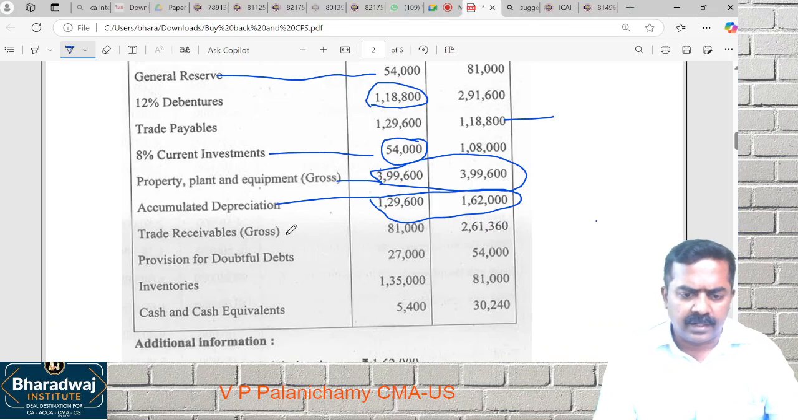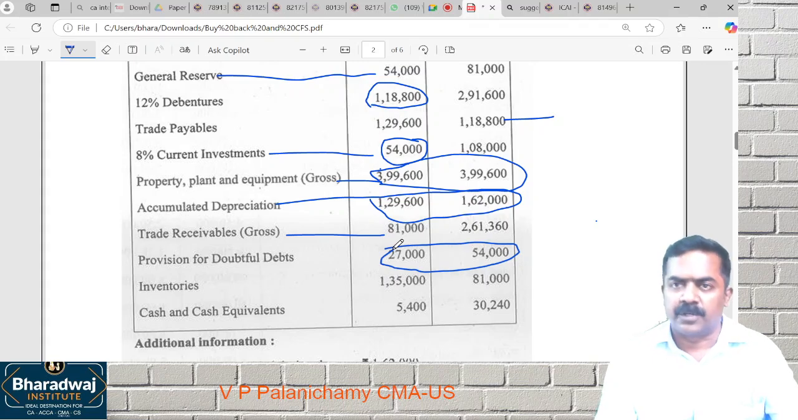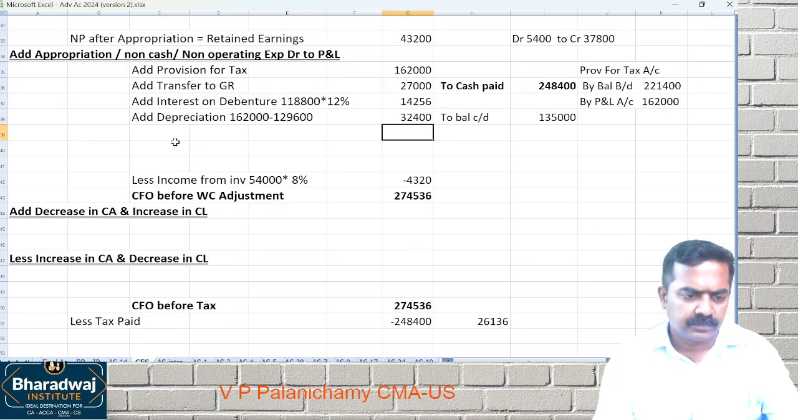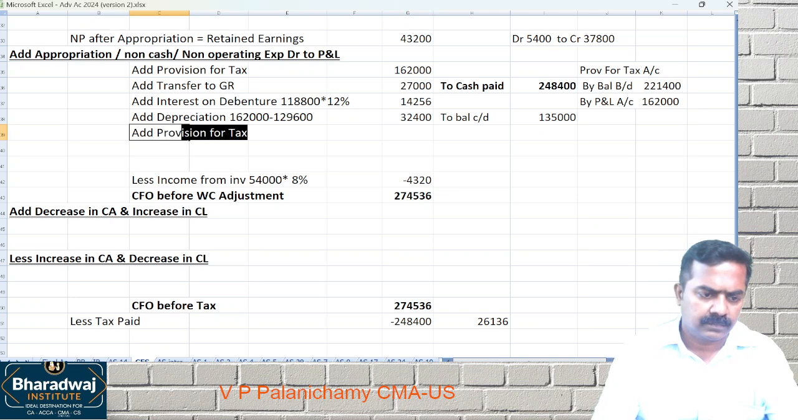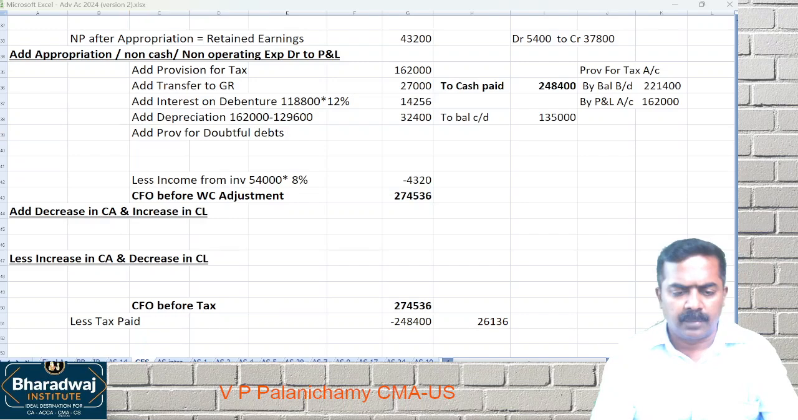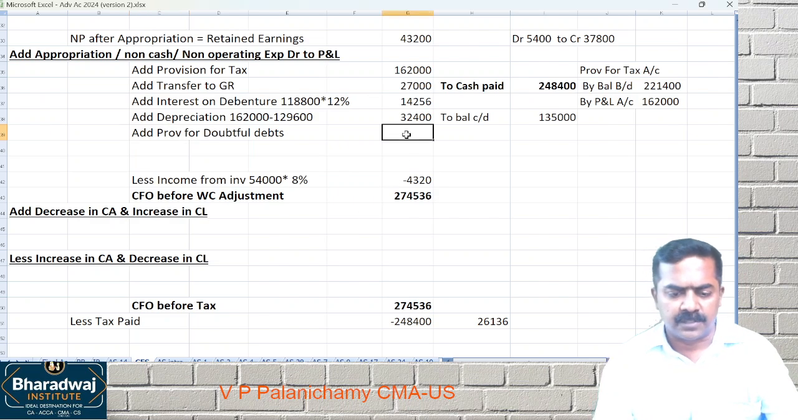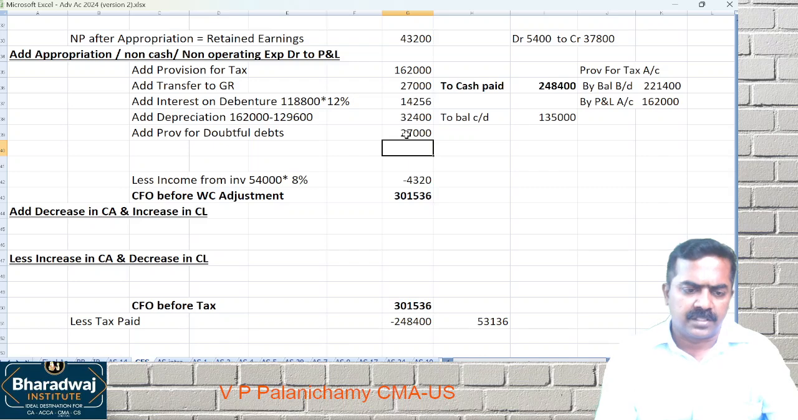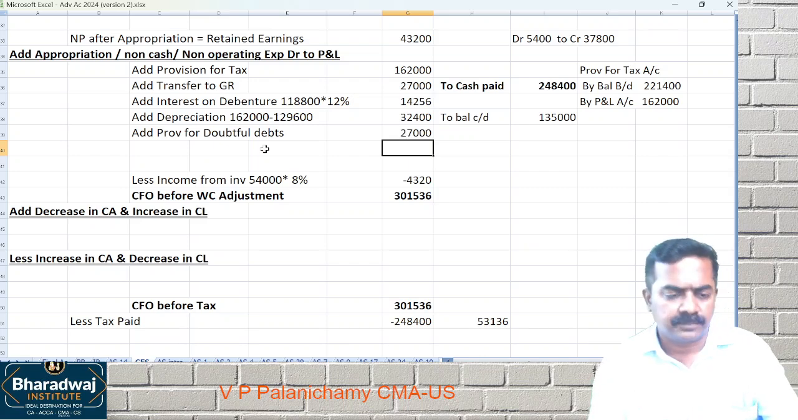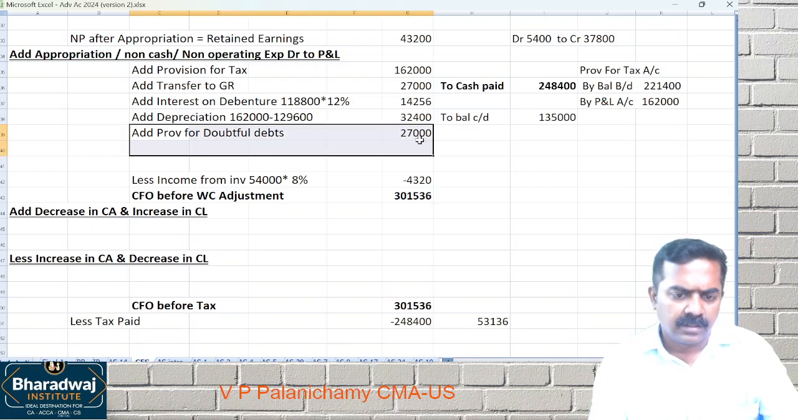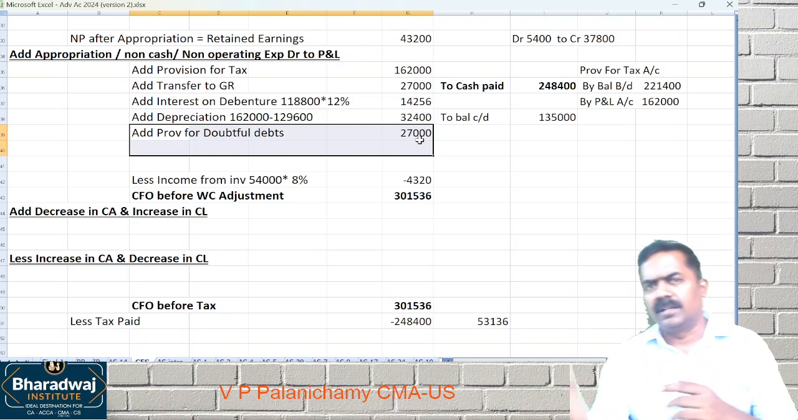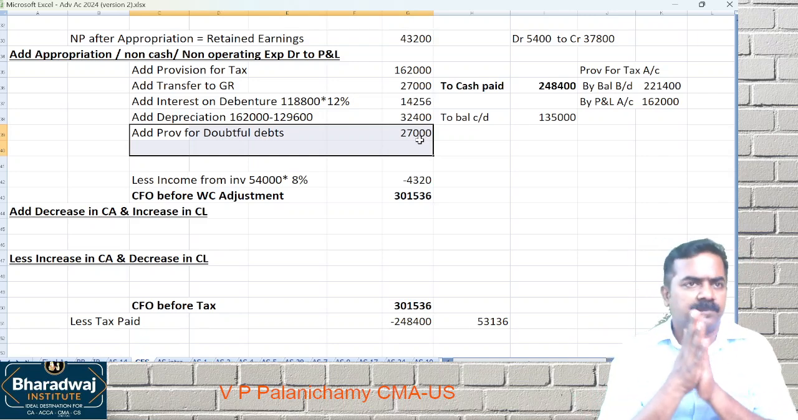Then trade receivable gross balance is given. Provision for doubtful debts. How much would you have charged in the P&L account for provision for doubtful debts? 27 to 54, how much would you have charged? 27,000 you would have charged. You can put it that way, or otherwise you can adjust it in working capital adjustments.